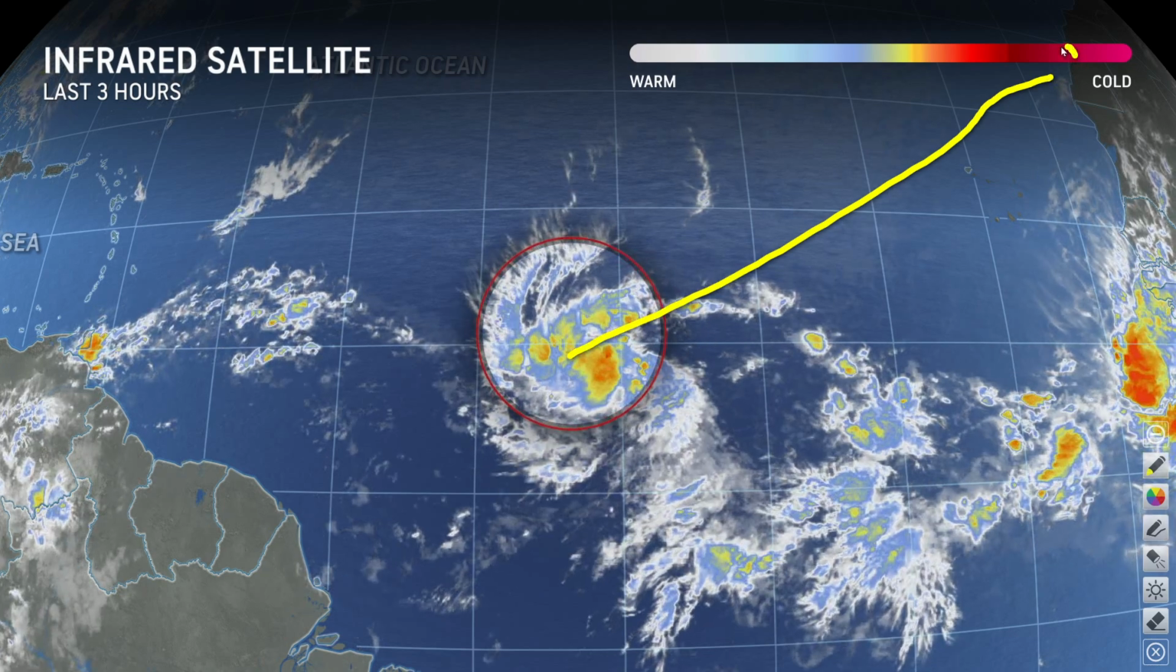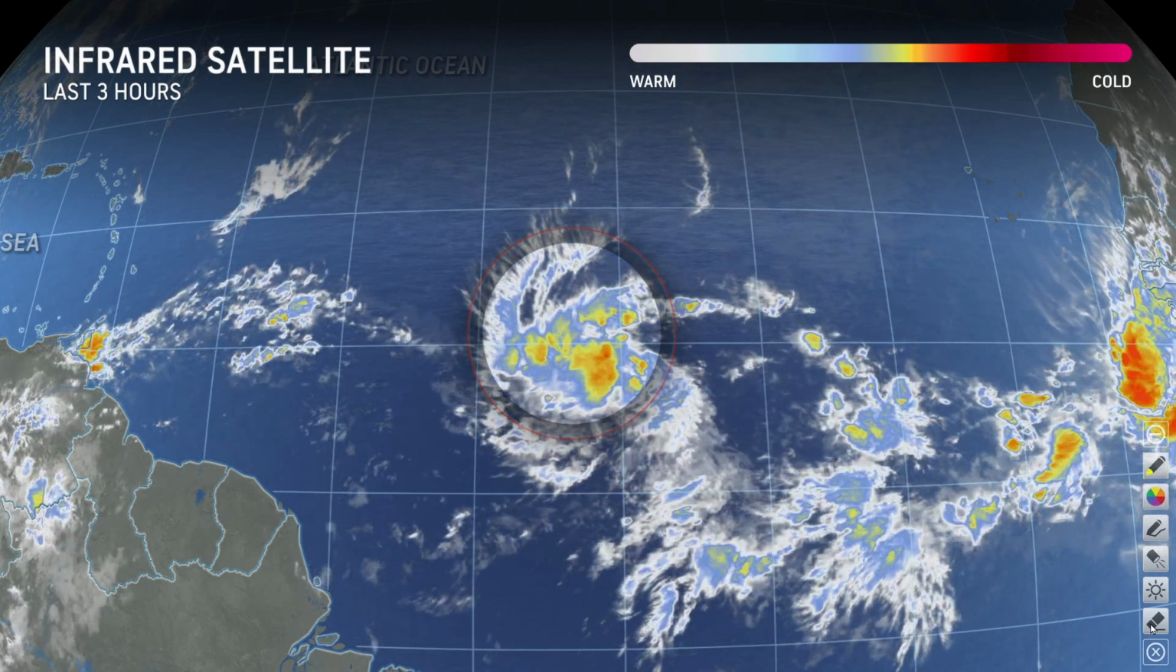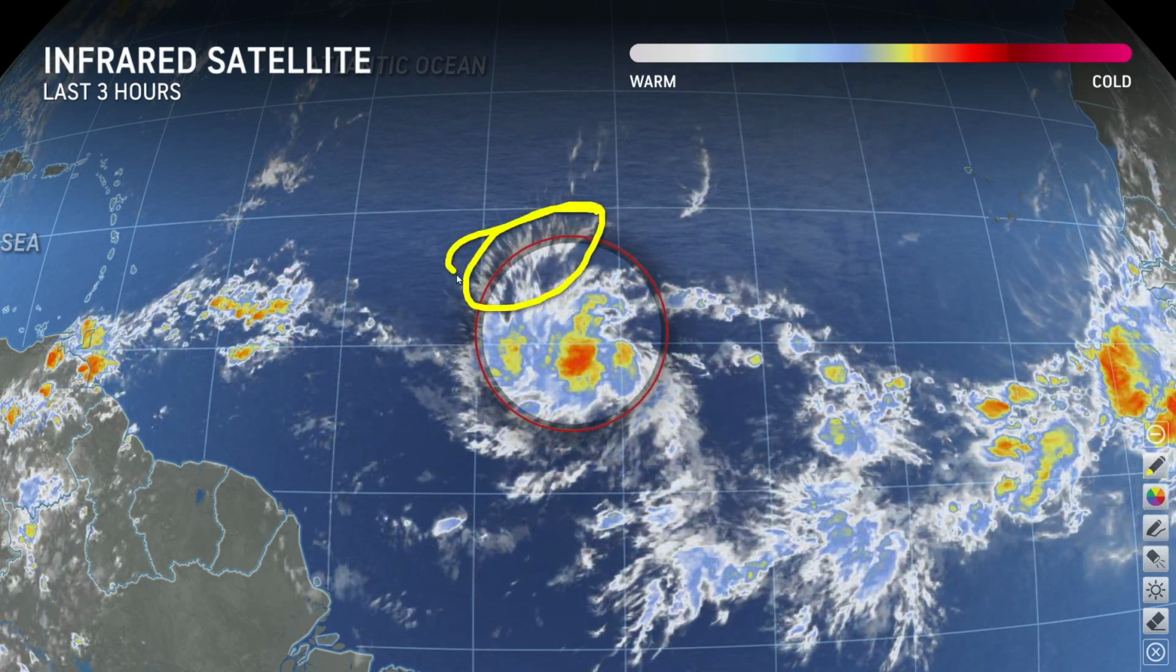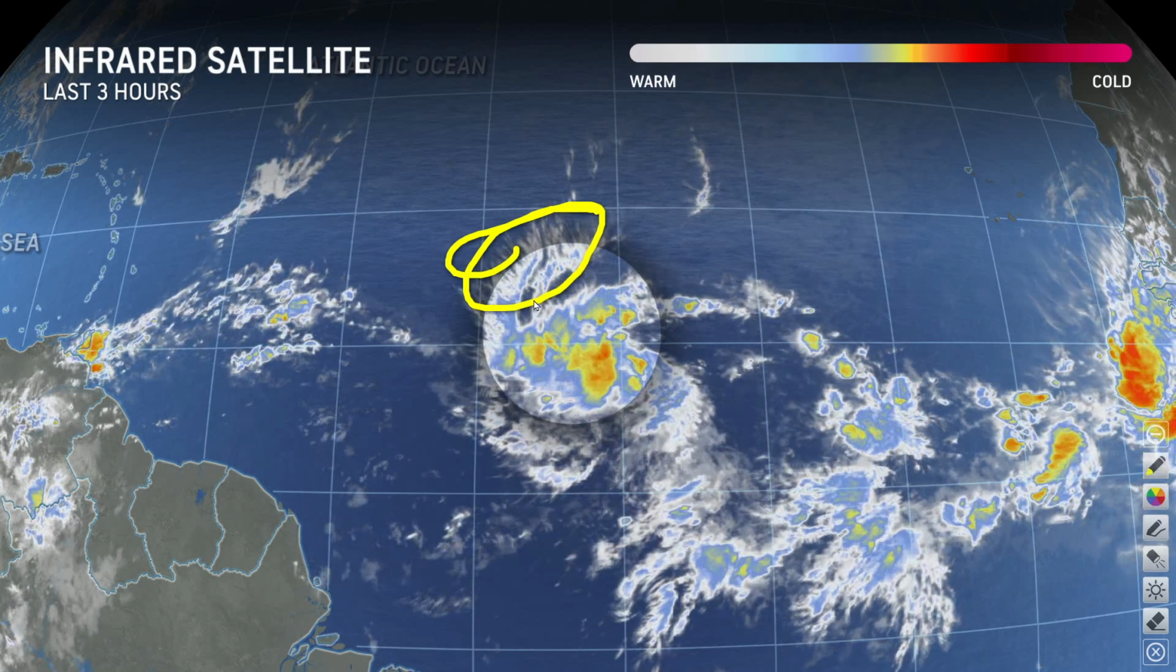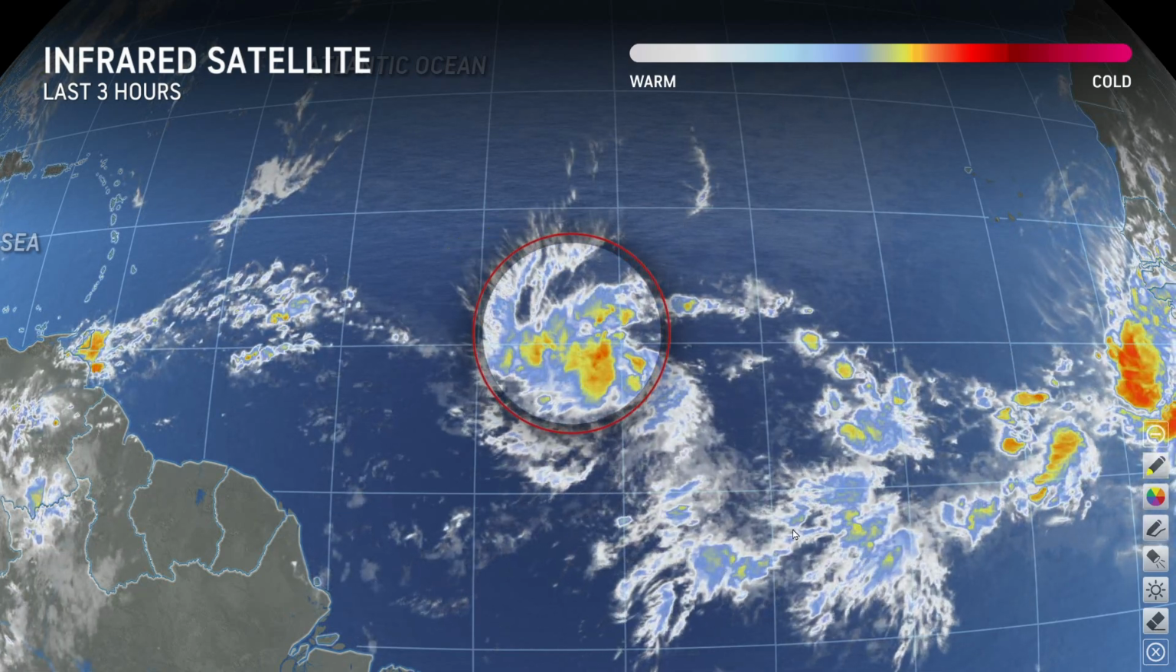Also, this is telling you you're getting cold cloud tops higher in the atmosphere. That means showers and thunderstorms. You also notice this feathering here on the northern side of the storm. This is actually showing good outflow or light winds aloft.